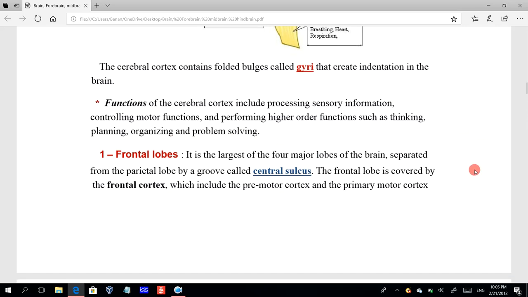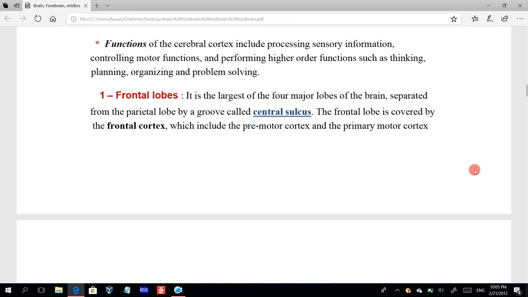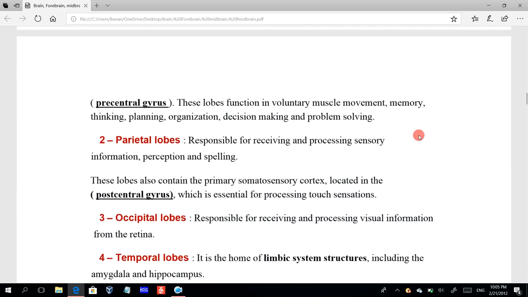Now, we take these lobes separately. We talk a few notes about each lobe separately. First of all, we have the frontal lobes. It is the largest of the four major lobes of the brain and is separated from the parietal lobe by a groove called the central sulcus. The frontal lobe is covered by the frontal cortex, which includes the premotor cortex and the primary motor cortex, which is also called the precentral gyrus.